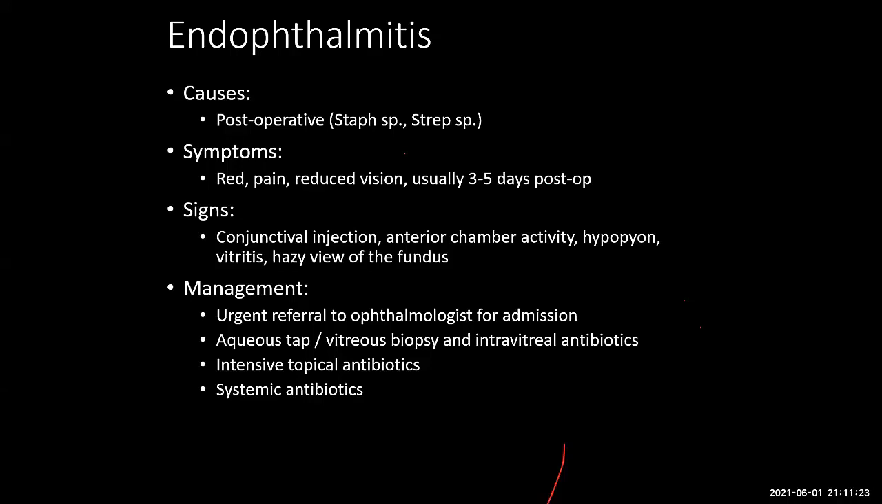Signs would be conjunctival injection, anterior chamber reaction, severe inflammation of the anterior chamber. You may see a lot of flare, or proteins, in the anterior chamber, as well as cells, so that anterior chamber details may not be very clear. And then hypopion is pus in the anterior chamber, and you may not be able to see the vitreous properly because of the anterior chamber reaction. And then a hazy view of the fundus. Fundus may not be quite visible.